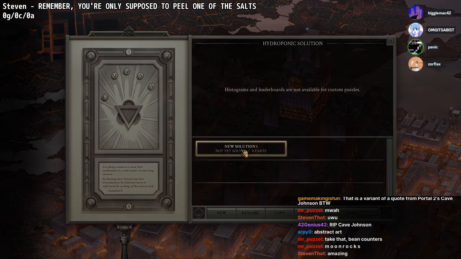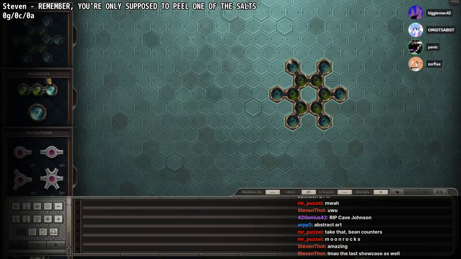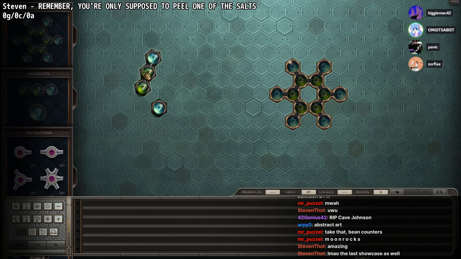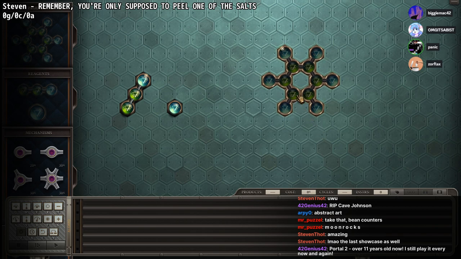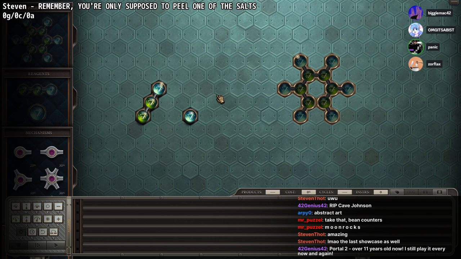Hydroponic solution. So this one, you have these two reagents. This looks like an interesting TI puzzle. Feel free to submit showcases. This is one of the outputs from the waste reclamation, and this is just water. Then you're supposed to make this solve. Pay attention to the fact that there is one bond missing. And the two metrics to optimize for are actual normal metrics this time, cost and cycles.